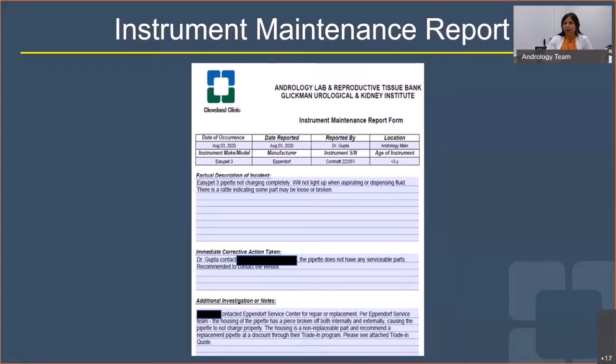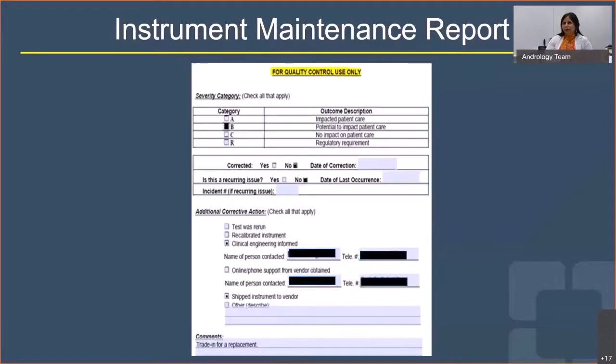Next. We also have for the instruments, any incident or deviation in the instrument quality indicators is documented as an instrument maintenance report, including all details of the instrument and what was the problem. So here we have a problem with one of the pipette guns, which was not charging, and then the supervisor contacted the clinical engineer, and then he examined the machine and recommended sending it to the manufacturer. Next slide. So here we have shown that the manufacturer was unable to repair, and then we had to trade in for a new instrument. So instrument problems are documented and the resolution is documented in this report.